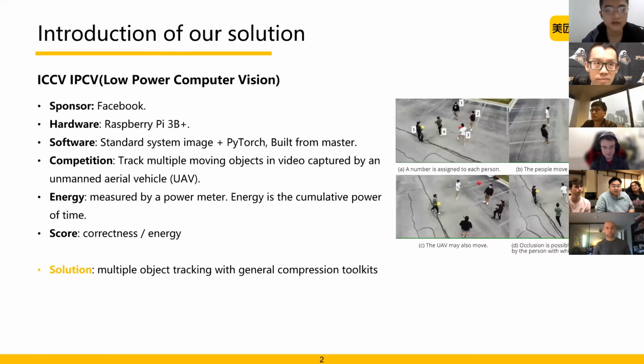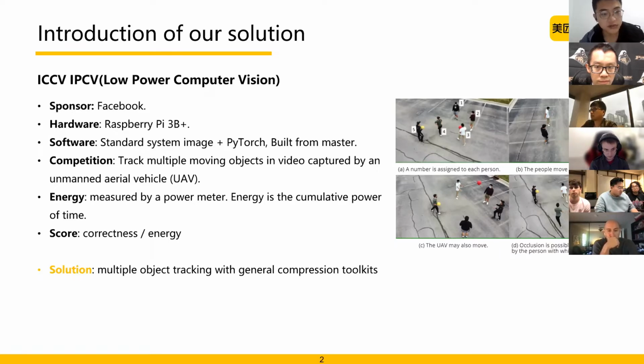First of all, I will give a brief introduction of this challenge. Facebook is the sponsor, and thank you very much. The hardware is Raspberry Pi 3B Plus, and the software is PyTorch. We need to track multiple moving objects in video captured by a UAV, and the score is correctness divided by energy. The energy is measured by a power meter. Energy is the cumulative power over time.